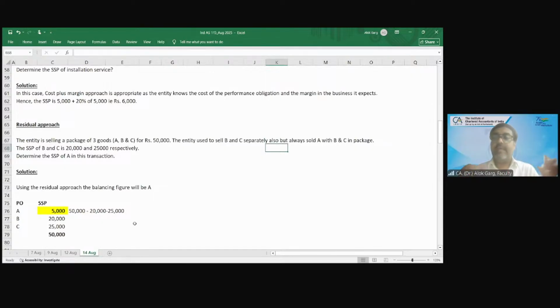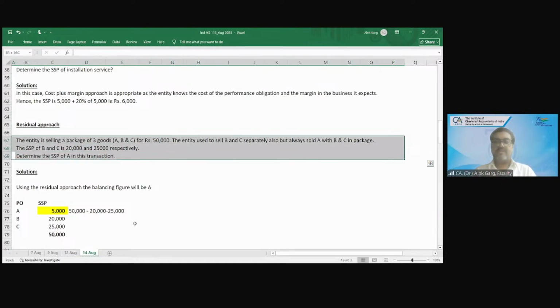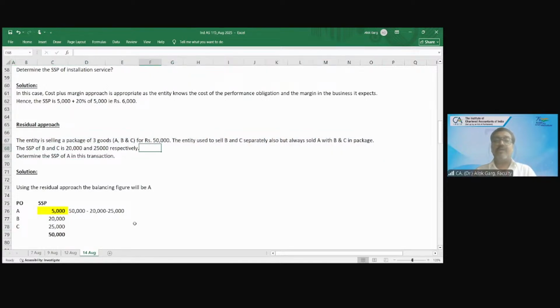Combination number 1: A, B, C put together. Combination number 2: the entity used to sell B separately, C separately, and B and C collectively also. The standalone selling price of B and C is 20,000 and 25,000 rupees respectively. Determine the standalone selling price of A in this transaction.